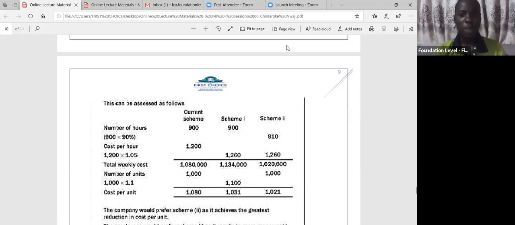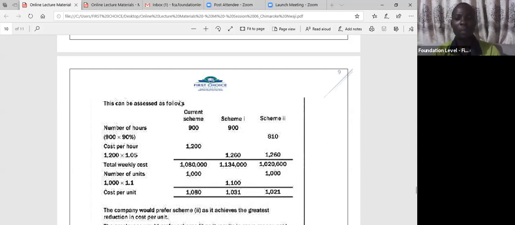And they say they are going to pay you a bonus of 5%, which we know as 1,260. So we're going to multiply this by 810. It means that you are spending 1,020,600. Remember, you have just reduced the time. The same number of units still stand, divided by 1,000. You see that they are spending 1,021 naira per unit.